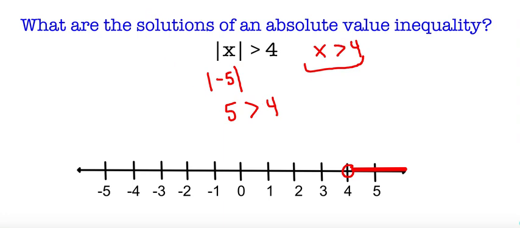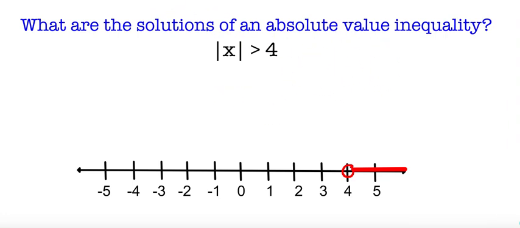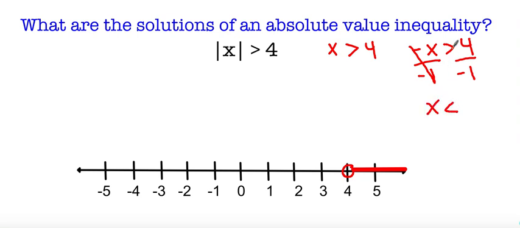So what we have to do, as we did before, is write out x is greater than 4 and negative x is greater than 4. Here I could leave this because it's just fine, but here I do have to divide by negative 1 to isolate the x. So that cancels out. X is less than, because we're dividing by a negative, our sign flips. X is less than negative 4.